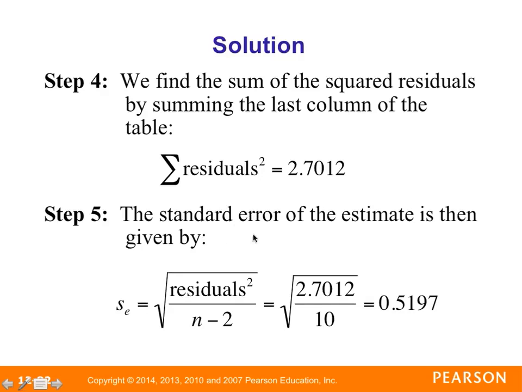And then to find the standard error, we take our sum of squared residuals, which was 2.7012, divided by n minus 2. In our case we had 12 observations, so 12 minus 2 gives us 10. Divide those, take the square root, and we get 0.5197. And again, this can be done using a statistical tool.